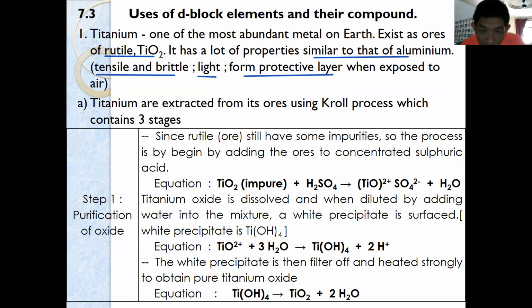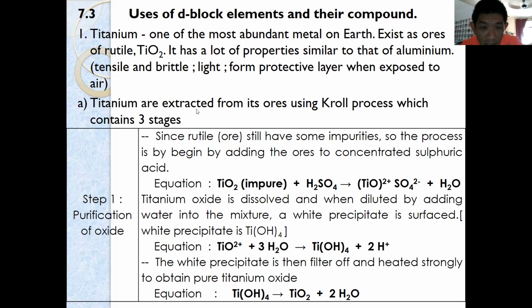Titanium is extracted from its ore using the Kroll process, which contains 3 stages. The first stage is that titanium oxide is added to H2SO4. This is an acid-base reaction, where sulfuric acid acts as a Bronsted-Lowry acid. You form TiO2+ and SO4, and then this is further dissolved in water to form a white precipitate. This is hydrolysis, forming Ti(OH)4. The white precipitate is filtered, then heated strongly to become TiO2. This is how you get pure TiO2 from the impure ore.